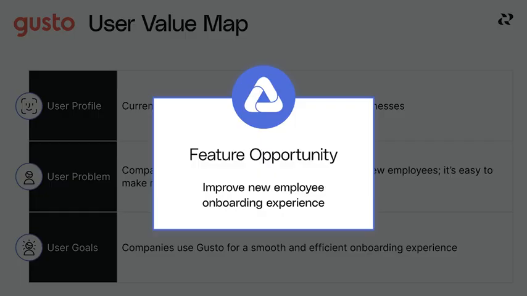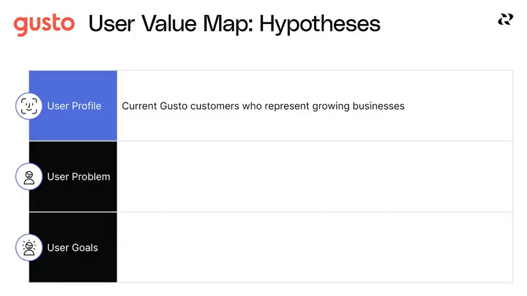The feature opportunity being explored at Gusto was an improvement to the new employee onboarding experience. Let's take a look at a condensed version of the user value hypotheses that the Gusto PM documented during their manager briefing. This opportunity addresses a problem for fast-growing businesses on Gusto.